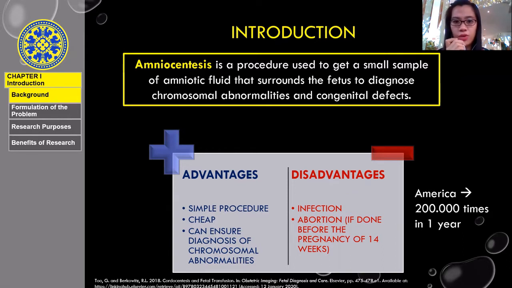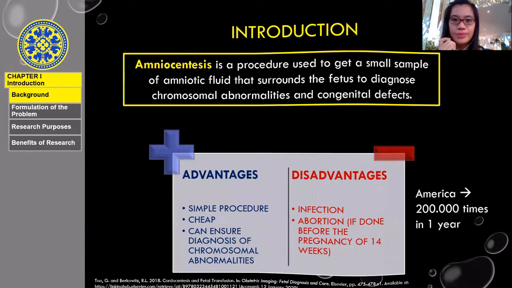The advantages of amniocentesis are that it is a simple procedure, it's cheap, and it can ensure diagnosis of chromosomal abnormalities. The disadvantages, however, are infection after we do that, and abortion if done before 14 weeks gestational age. In America, they do it 200,000 times in 1 year.